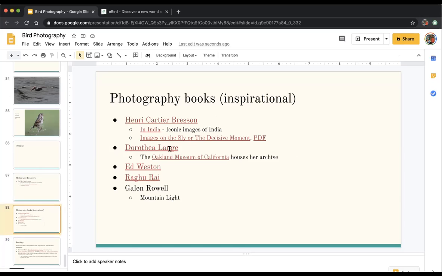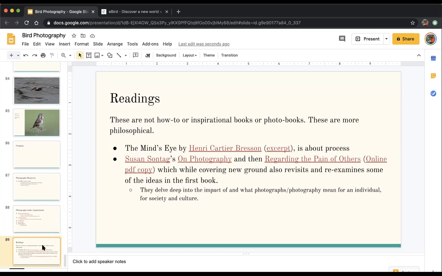Ed Weston, Dorothea Lange, she was one of those people who went around during the Great Depression taking pictures, and she has some amazing ones, and then Cartier-Bresson, anyway.